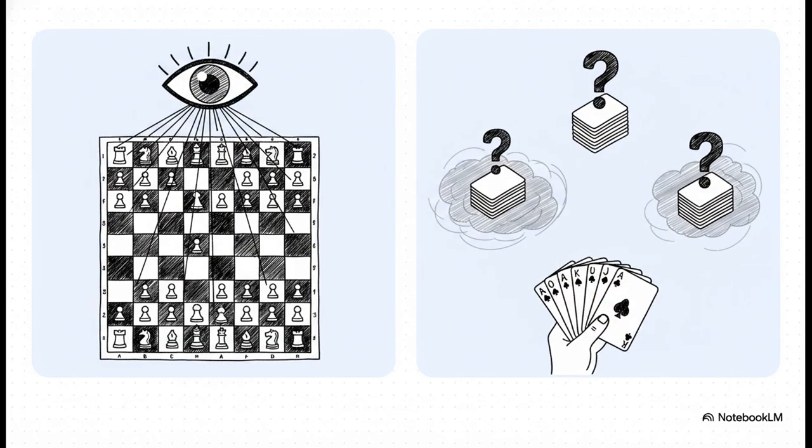Now, let's switch gears and compare chess to a card game like bridge. In chess, the world is what we call fully observable. You see every single piece on the board. But in bridge, your opponent's cards are a complete mystery. This is a partially observable world. The agent has to make its best guess based on incomplete information, trying to figure out what it can't see.